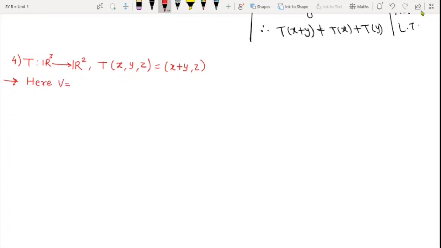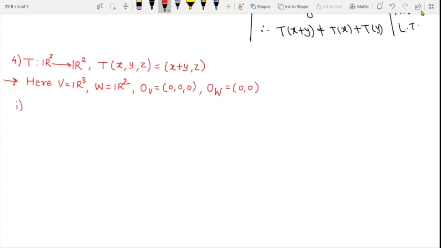So here V is equal to R3, W is equal to R2. What is our 0 of V? 0 of V is (0, 0, 0) because V is R3. And what about 0 of W? That is R2, that is (0, 0).